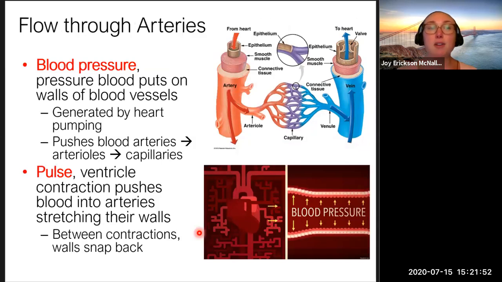Okay, so let's talk about flow through the arteries themselves. Your blood pressure, you may have taken every time you go to the doctor, they're going to take your blood pressure, right? The blood pressure is the force your blood exerts against the walls of your blood vessels as it's pumped by the heart. It pushes blood through the heart to the arteries, right, away from the heart, then to the arterioles and into capillaries. When your ventricles contract, blood is forced into the arteries faster than it can flow into the arterioles, and this causes them to stretch, right?